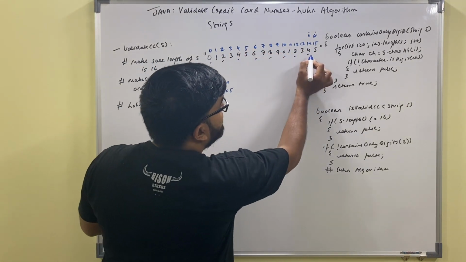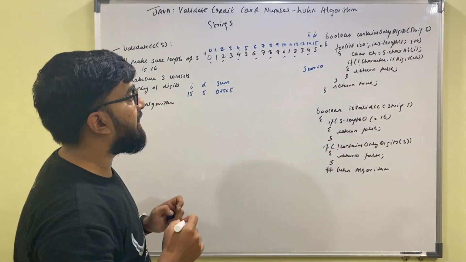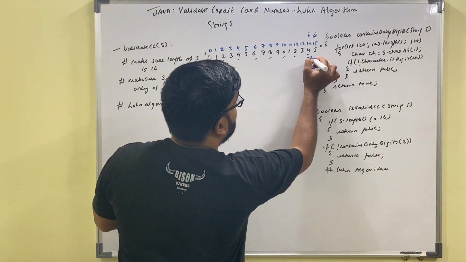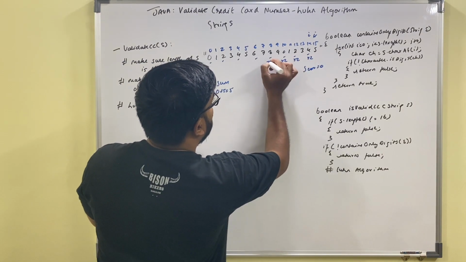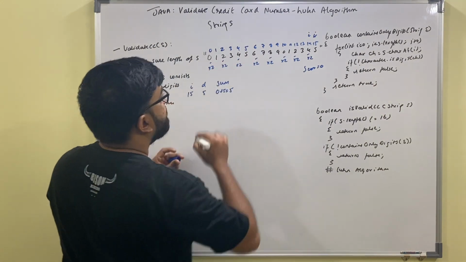Okay, starting from the second last index, every alternate digit must be doubled before adding. So this is times 2, this is times 2, and so on for every alternate digit.